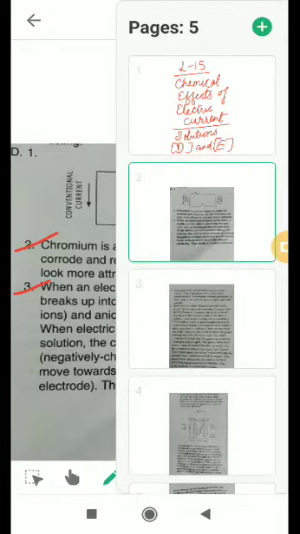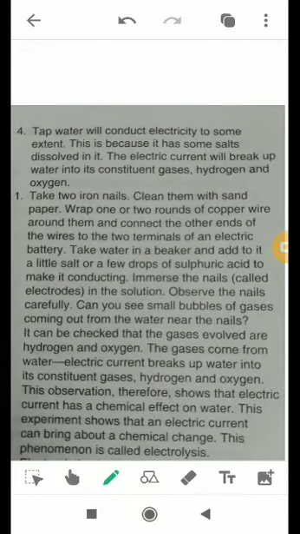Okay, so let us do the next question, number 4. What happens when electricity is passed through tap water? As you all know, tap water is a good conductor of electricity because it contains dissolved salts. So the answer is: tap water will conduct electricity to some extent. This is because it has some salts dissolved in it. The electric current will break up water into its constituent gases, hydrogen and oxygen.